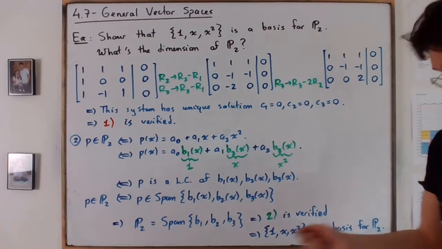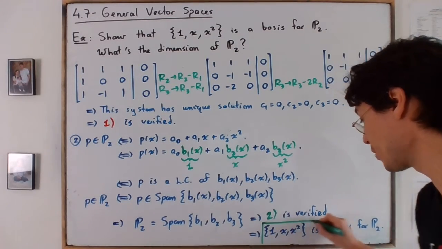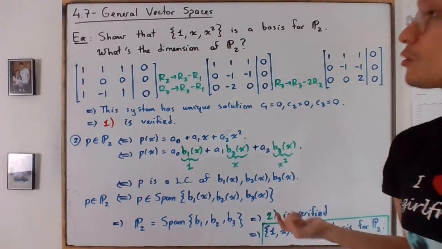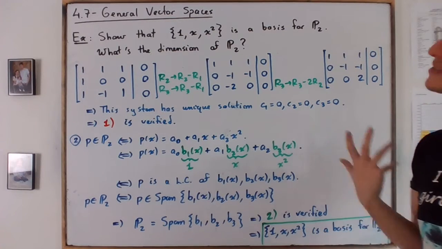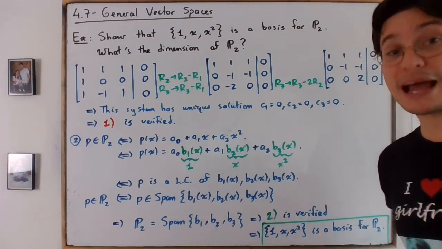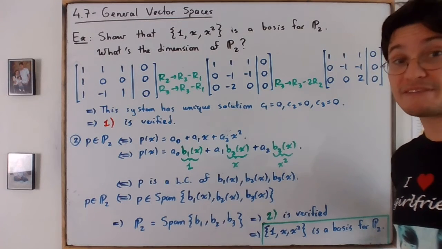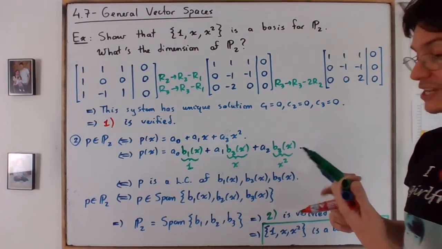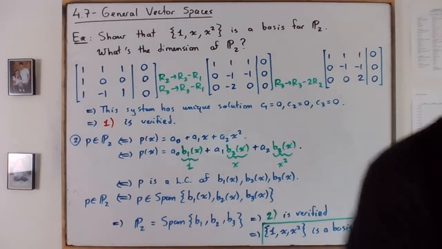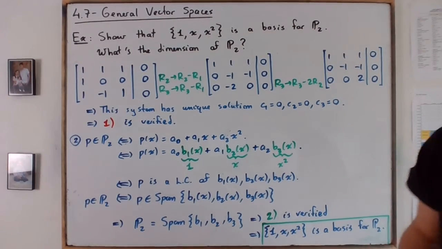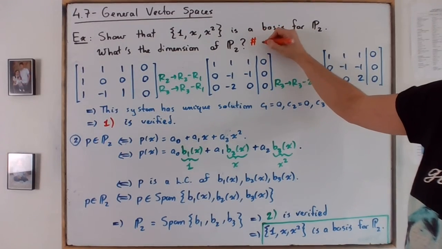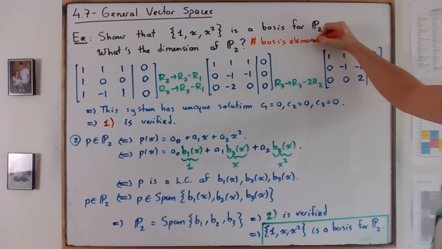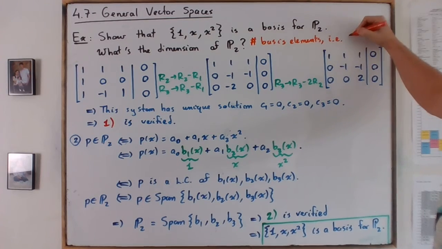So this was the biggest part of the problem, just proving that this is a basis. Now let's answer this small question. Now that we know that this is a basis, what is the dimension of P2? Well, remember that the dimension of a vector space is the number of its basis elements. So because we have 3 basis elements, the dimension will be equal to 3. So the number of basis elements is 3, which means that the dimension is 3.